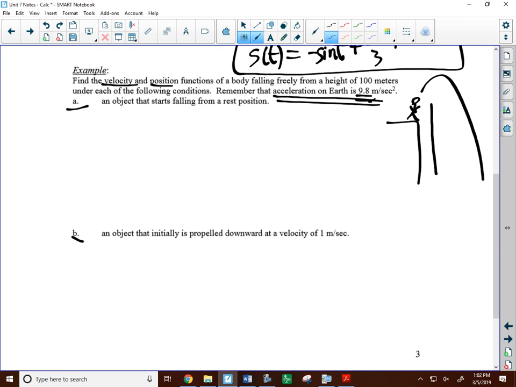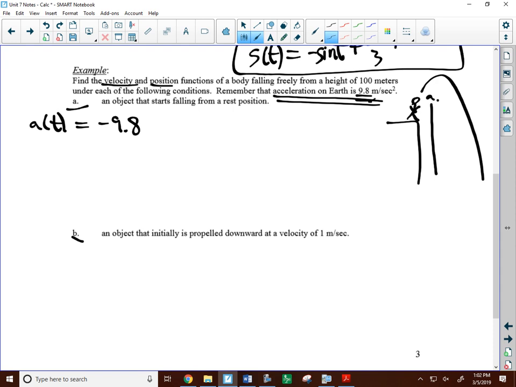Okay. So first condition, we're just an object starts falling from a rest position. So we're just dropping it. So I'm going to put A here. We're holding up a rock or some object and dropping it. So let me start. The acceleration function, a of t, equals negative 9.8. That's acceleration. It's just constant gravity acting on us, negative 9.8.